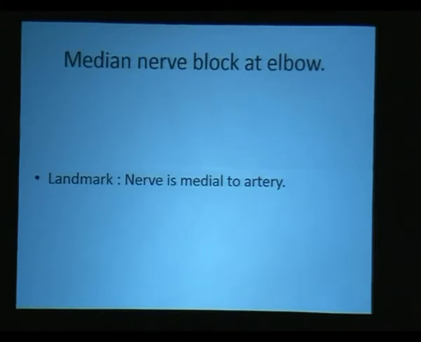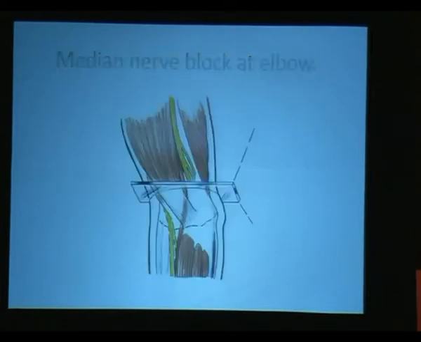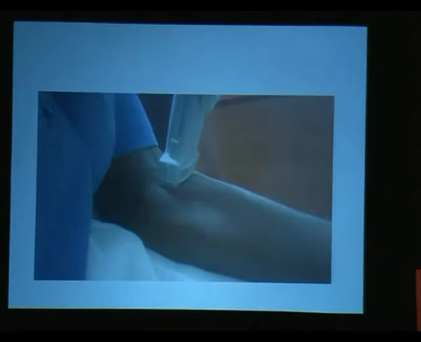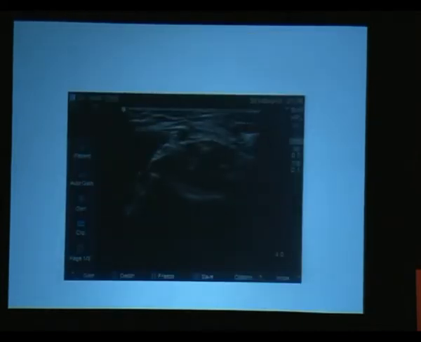Median nerve block, believe me, these blocks are very simple. The only thing is we never had training in our fellowship training or PG training, so we find it a little bit out of the way. Now, the important landmark for the median nerve at the elbow is that the nerve is medial to the artery. Here you can see the nerve lying on the medial side of the brachial artery. We have to place the probe in the elbow region, and here you can see the median nerve lying just by the side of the brachial artery. It is very easy to identify. You can block the nerve at this area. Now here is a short video which shows the artery, and by the side of the artery there is the nerve.